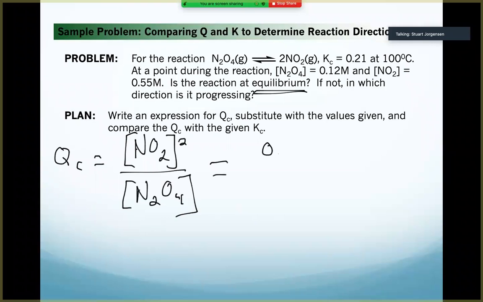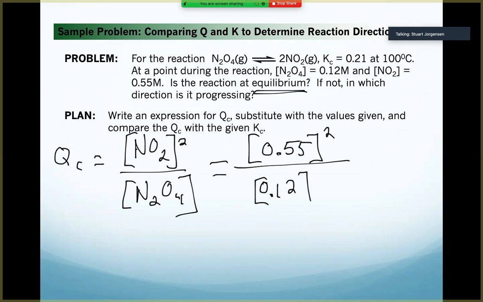I've got 0.55 for my NO2. It's going to be quantity squared over our N2O4, which was our 0.12. Ooh, I apologize. I didn't grab my calculator this morning as I was preparing for our video. Cool, so we've got 0.55 quantity squared divided by 0.12. That math works out to be 2.52, with sig figs, so 2.5 looks like.